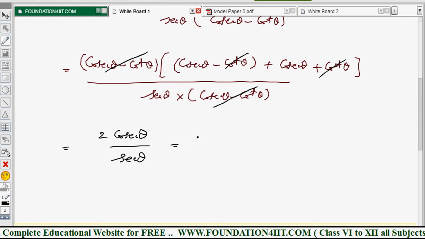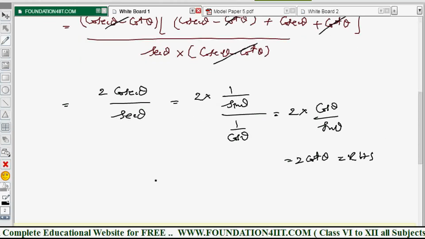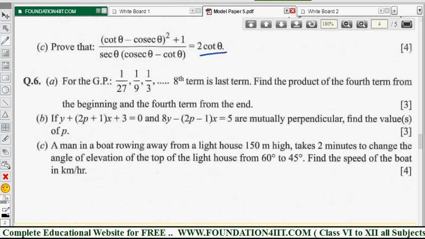Now from this, we need 2 into cosec theta, which is 1 by sin theta, by sec theta, which is 1 by cos theta. So this is 2 into cos theta by sin theta. You know cos by sin is cot. So this is 2 cot theta, that is the RHS, the right hand side. You take the left hand side and finally get the RHS by using trigonometry formulas. Hence proved. Okay, so you can solve this question. Now let us see the next question and solve these problems.